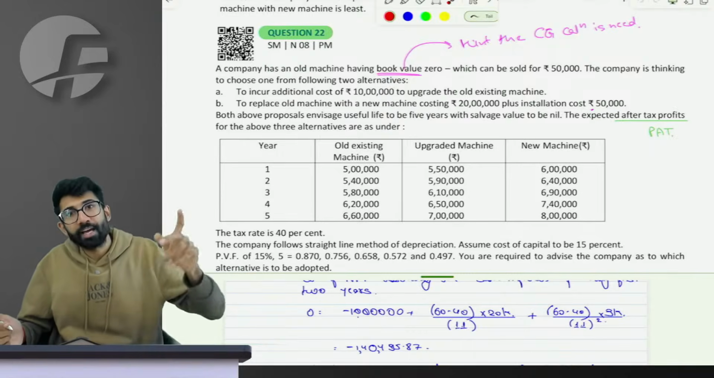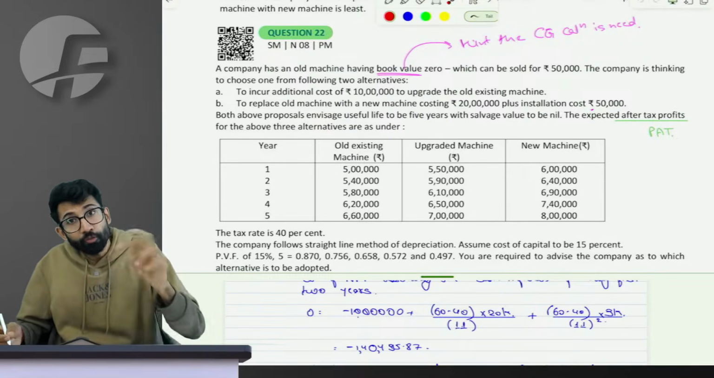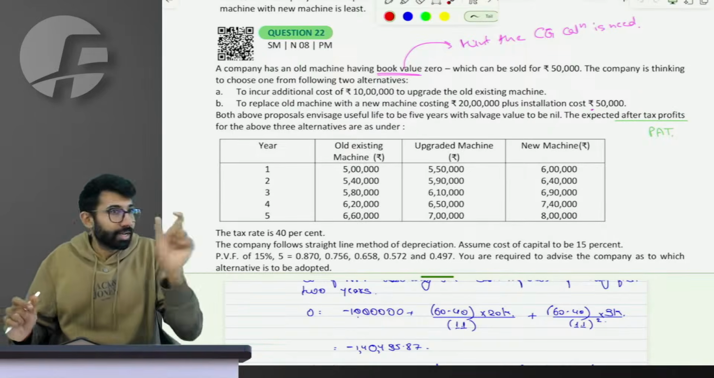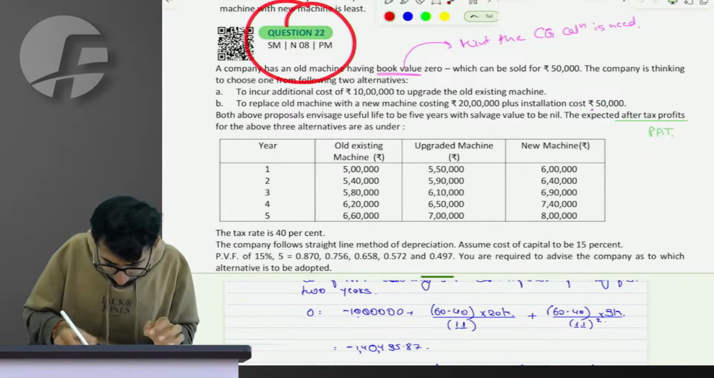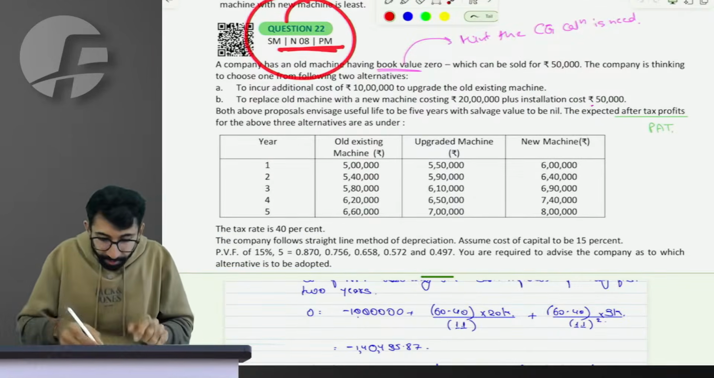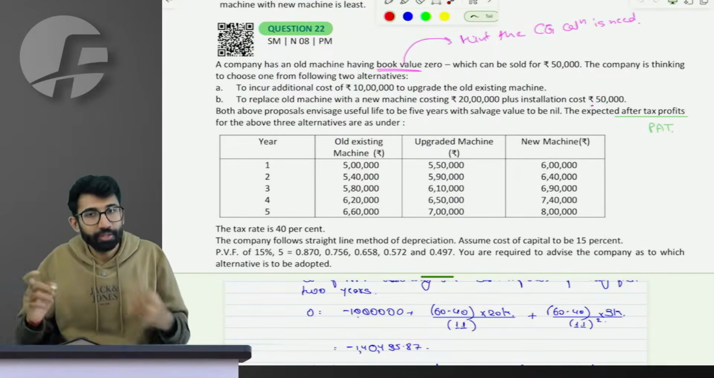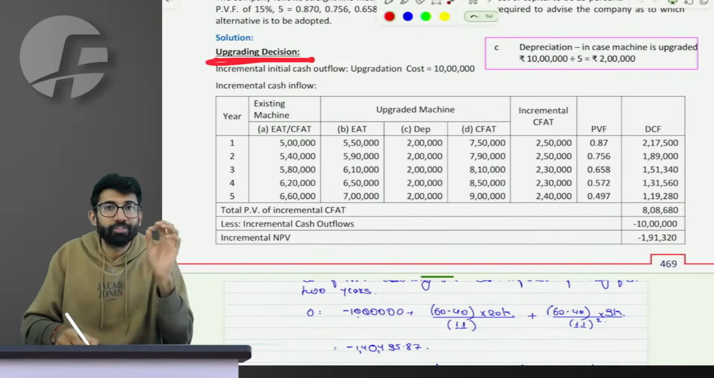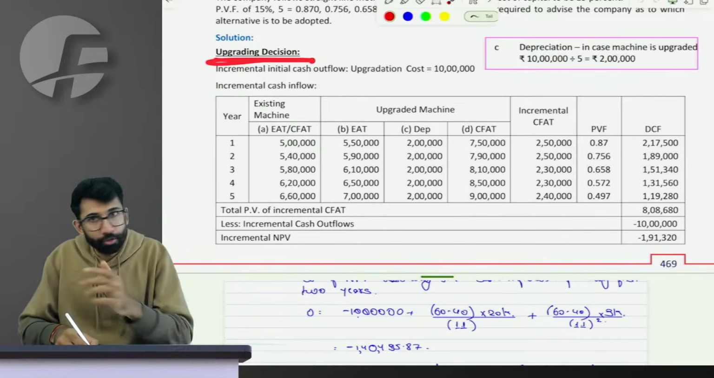For both of these scenarios, we calculate incremental NPV. And then we say which of the two scenarios is better as compared to existing upgrade or as compared to existing buy the new. That is how question number 22 is, right? The presentation by the study minute of this particular question is really ambiguous. It's not simplified. We have simplified the solution. Answer will match 100%. Absolutely no doubt. And marks will also be secured, no doubt.